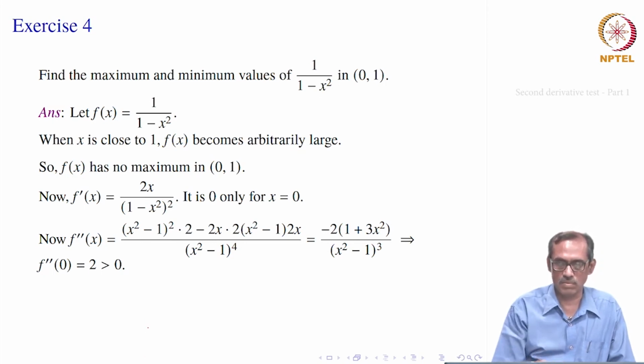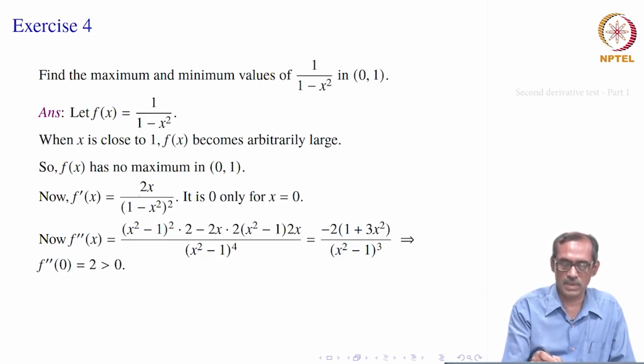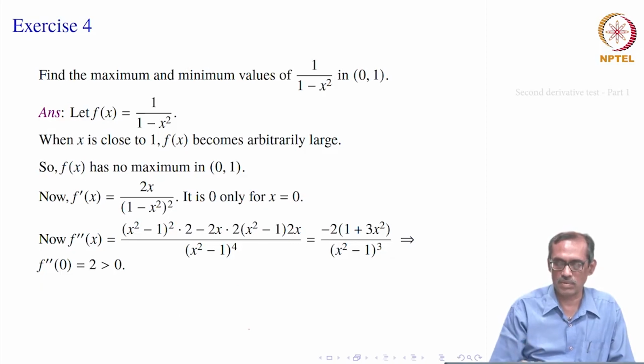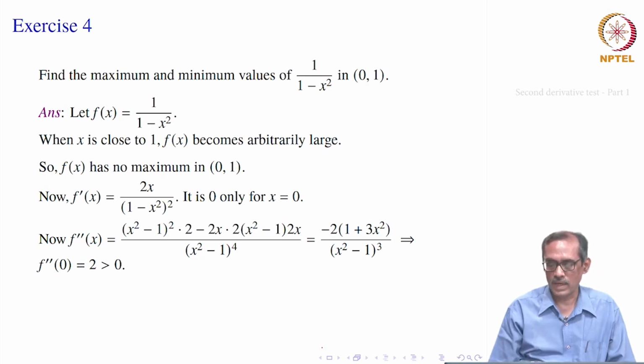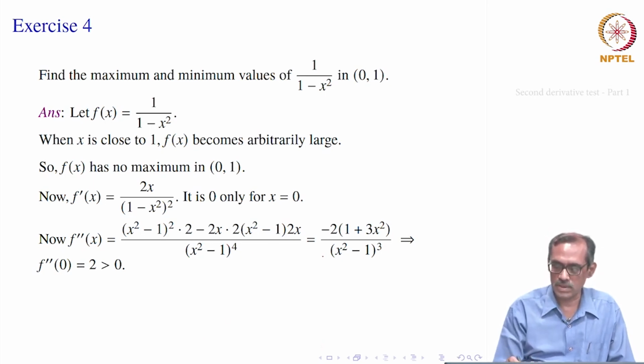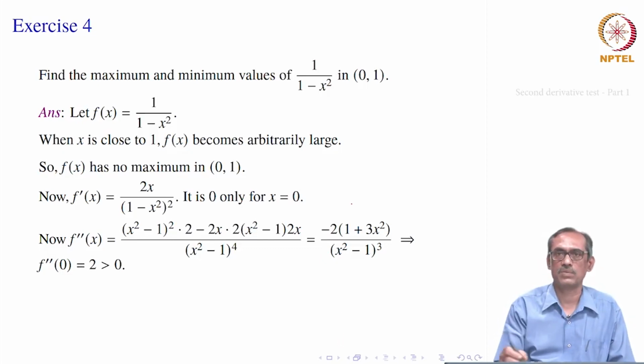The second derivative is not very difficult to compute here, again by chain rule. You can think of (x square minus 1) square if 1 minus x square is troubling. So, that gives (x square minus 1) square into the derivative of 2x, which is 2, minus 2x into the derivative of (x square minus 1) square, which is 2 into (x square minus 1) into 2x, divided by the square of (x square minus 1) square, which is (x square minus 1) to the power 4. Okay. So, after simplification that gives minus 2 into (1 plus 3 x square) divided by (x square minus 1) cubed, as one (x square minus 1) cancels.